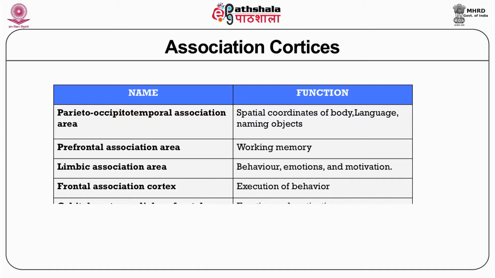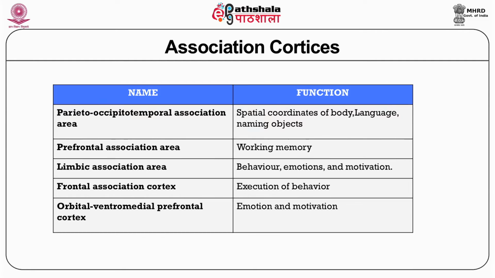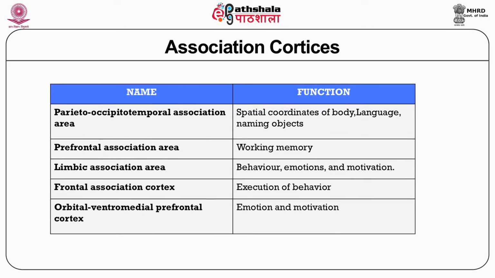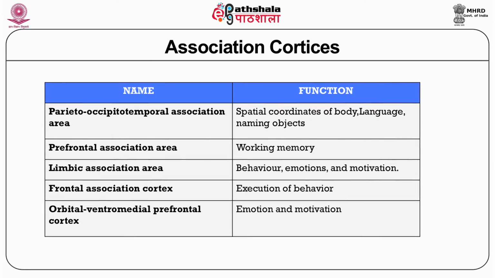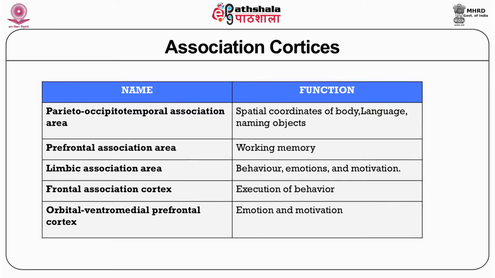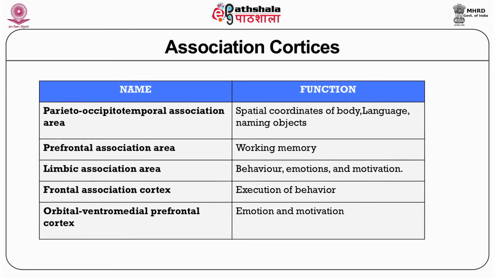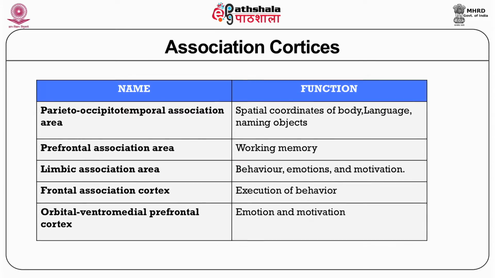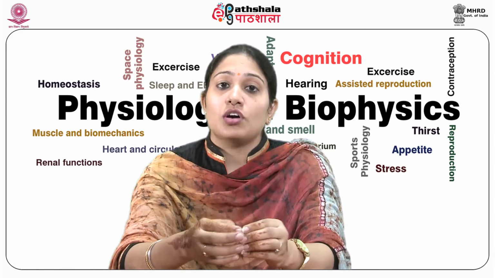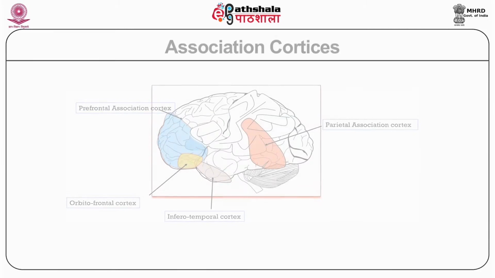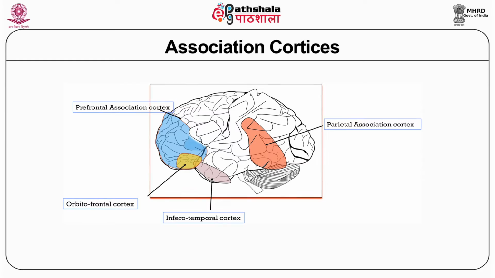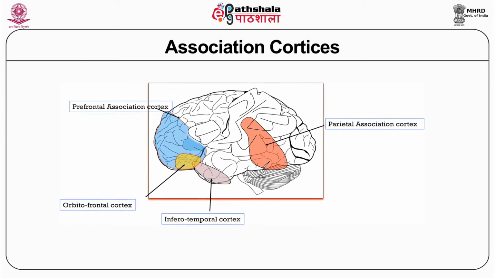Then the limbic association area, which deals with behavior, emotions, and motivation. The frontal association area, which causes the execution of behavior. The orbito-ventromedial prefrontal cortex, which also deals with emotion and motivation. So now this is the diagrammatic representation of the same. So this diagram shows most important association cortices.